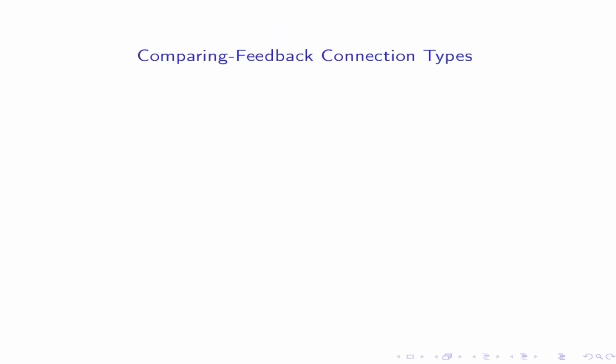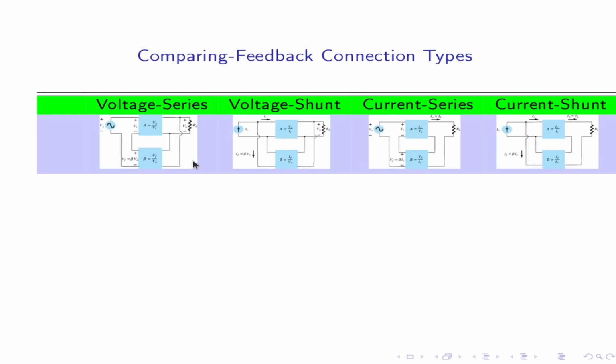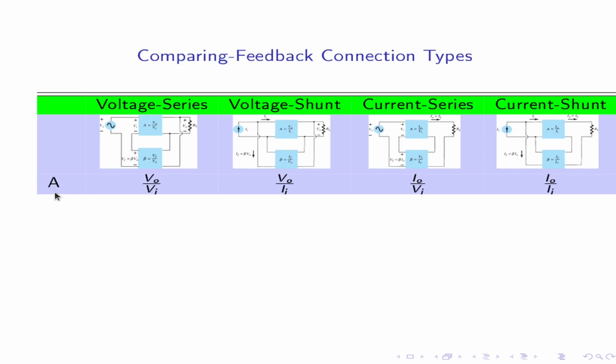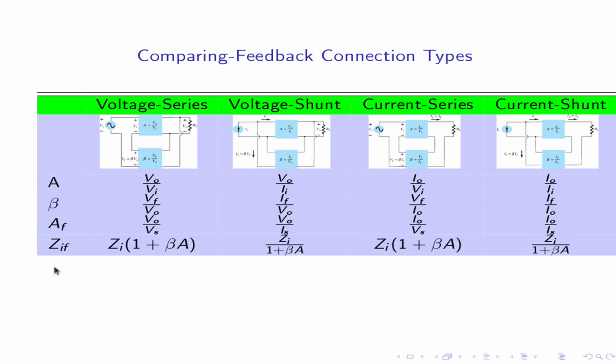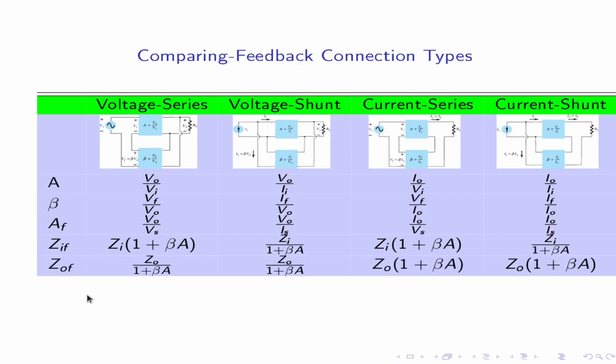Comparing feedback connection types, we have 4 connection types: voltage series, voltage shunt, current series, current shunt. Open loop gain A is Vo by Vi, Vo by Ii, Io by Vi, Io by Ii respectively. Input impedance with feedback increases in voltage series and current series feedback connections. Output impedance decreases in voltage series and voltage shunt feedback.